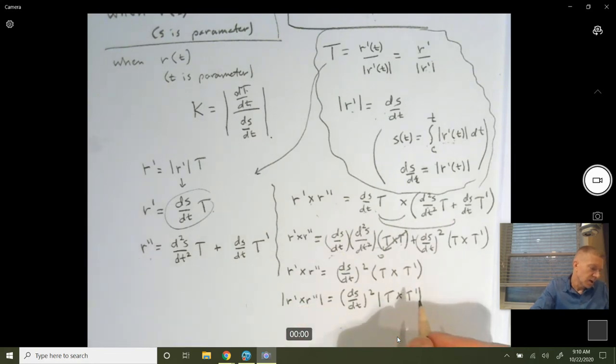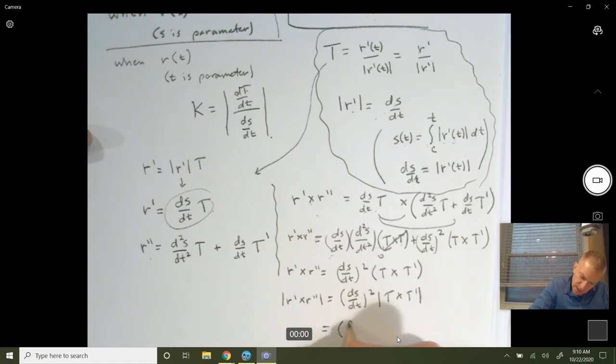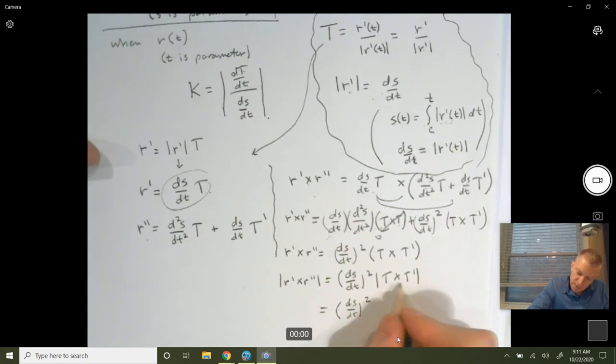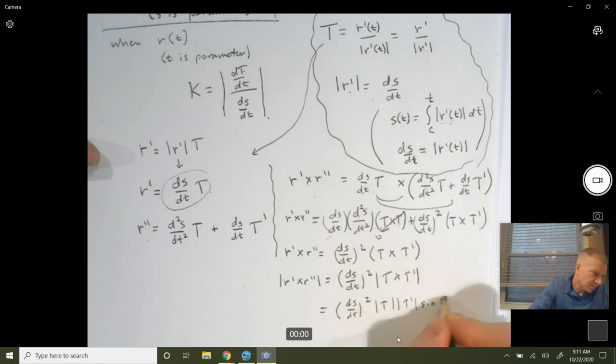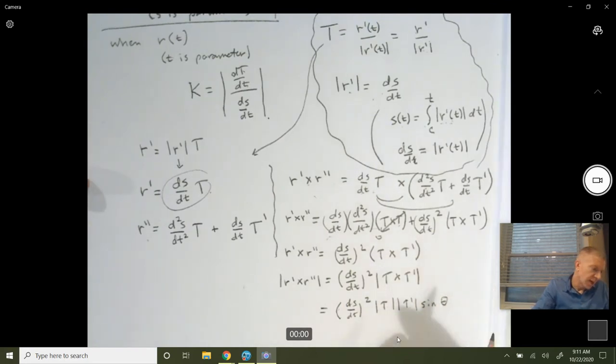Okay, and we can simplify this. This is this thing, (ds/dt) squared. This thing we can think of as the magnitude of a cross product. So the magnitude of t times the magnitude of t prime times the sine of the angle between them. And the angle between t and t prime is always 90 degrees.